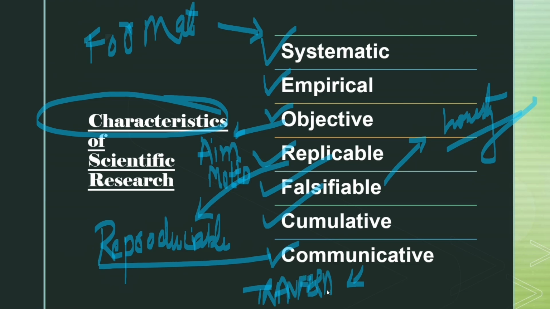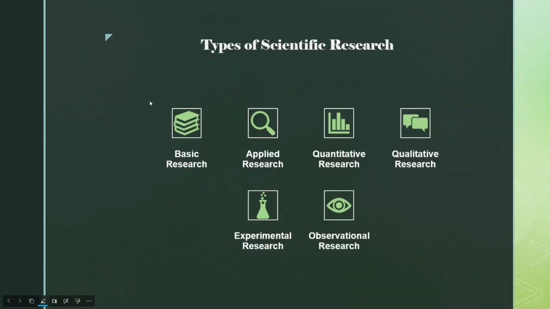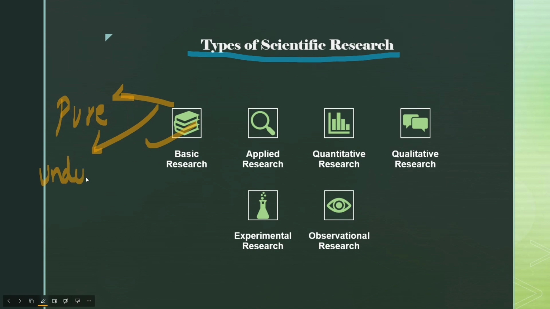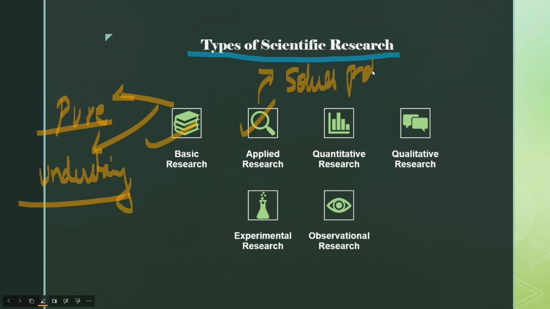Now let's discuss in more depth about scientific research. We'll discuss the types of scientific research. Basic research is a pure type of research, a fundamental research, and this aims to expand knowledge and understand some fundamental principles without an immediate practical application. So it is a basic kind of research. Next, we have applied research. Applied research seeks to solve a specific practical problem or address a practical question which is gained from basic research.